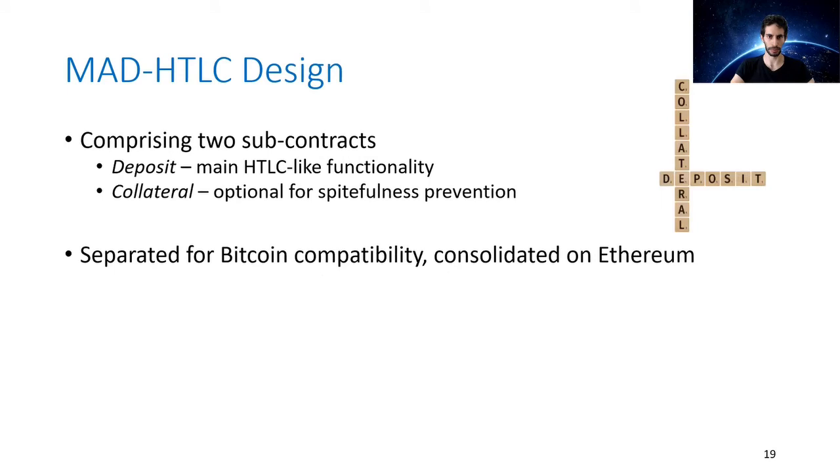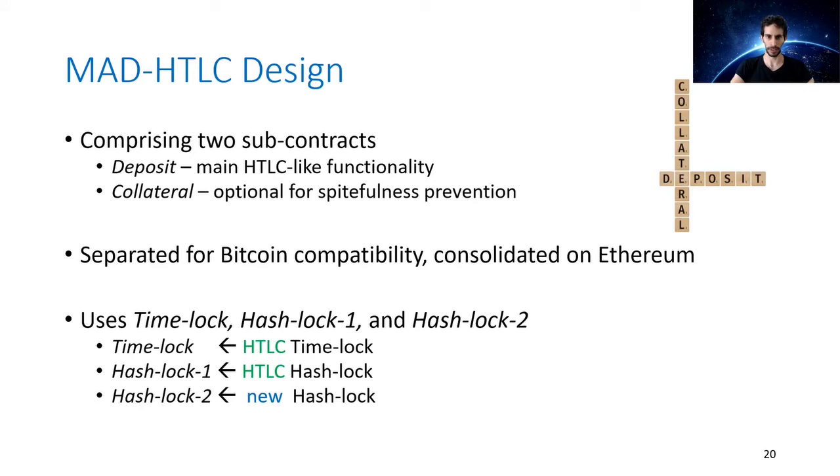The contract itself comprises two subcontracts: the deposit, which carries the main HTLC functionality, and the collateral, which is optional and used only to prevent spitefulness. The separation is only for Bitcoin compatibility, but the subcontracts can be consolidated on Ethereum. The contracts use a time lock and two hash locks, denoted by hashlock 1 and hashlock 2. The time lock is just like the original HTLC time lock, and hashlock 1 is just like the original hashlock in HTLC. However, hashlock 2 is an addition for this contract.